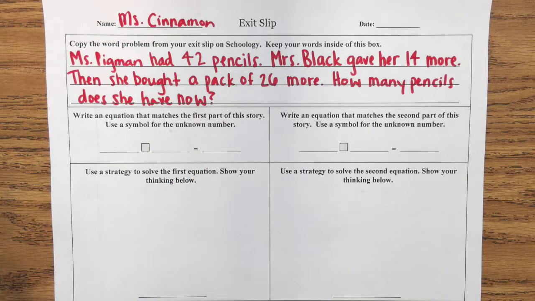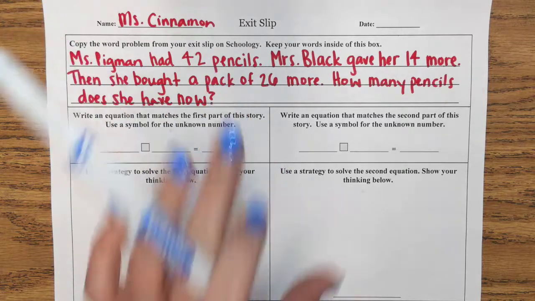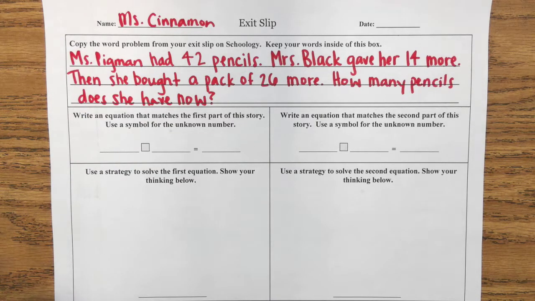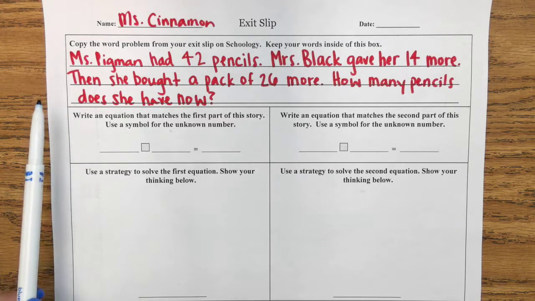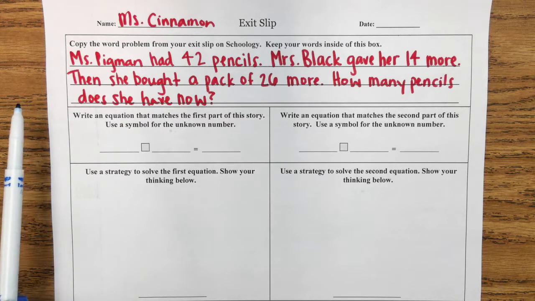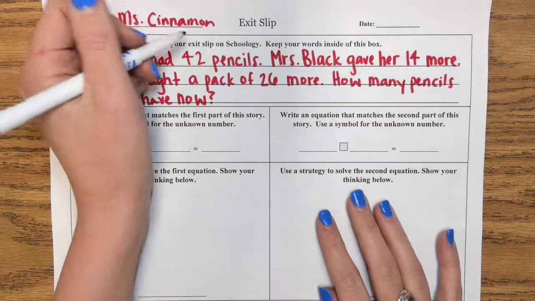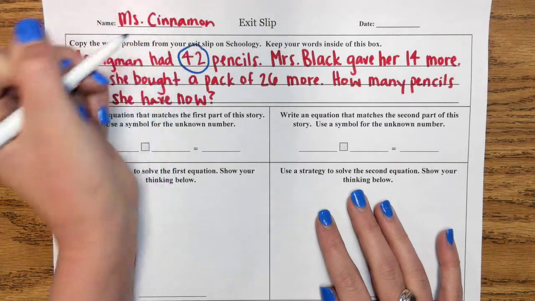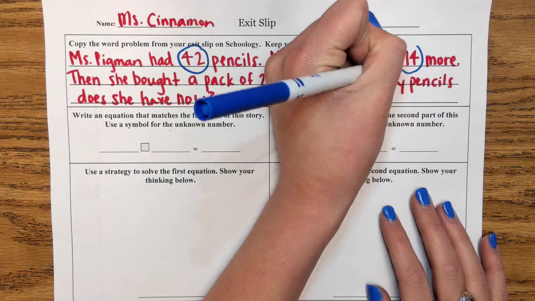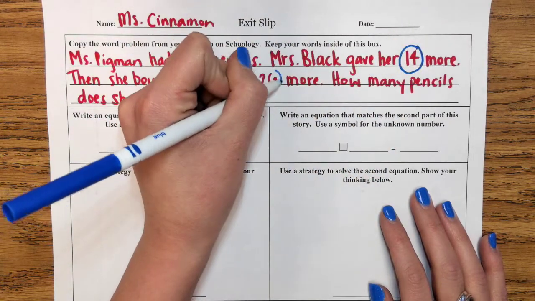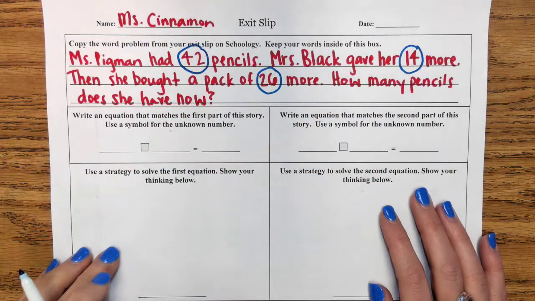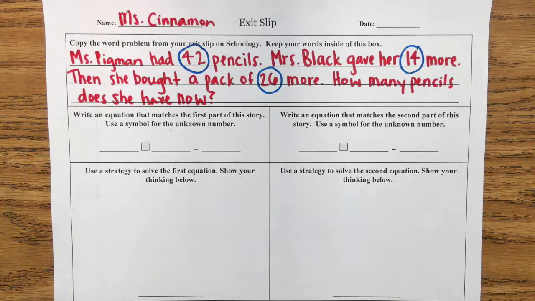Before I even get started with what's down here and writing my equations, I want to make sure that I understand my word problem because it's going to have two steps. So I'm going to annotate it. To annotate your word problem is when you mark the things that are important. So I'm going to circle my numbers first. I see 42, I see 14, and I see 26. Those are the three numbers that I'm working with.